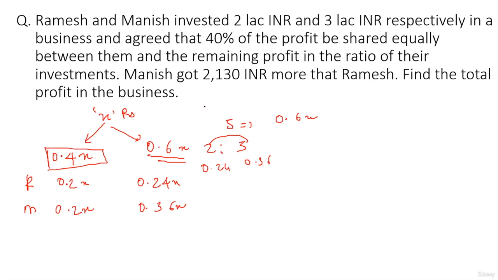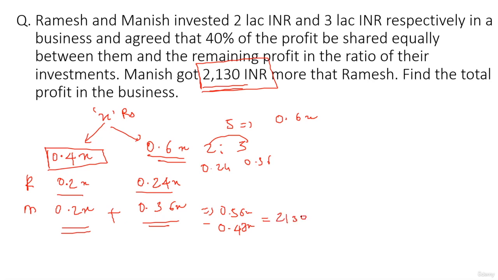Now the difference between them is 2130 INR more than Ramesh. Manish is receiving 2130 INR more than Ramesh. So what is the total amount Manish is receiving? 0.2x plus 0.36x, this is 0.56x. And what is the amount Ramesh is receiving? 0.2 plus 0.24, 0.48x. This difference is nothing but 2130.